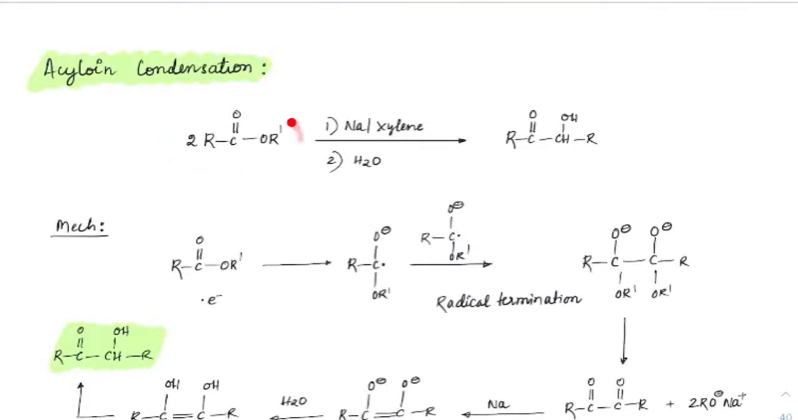How does acyloin condensation happen? It is in an alkyl group. So if we have an ester, react that with sodium. Xylene is to dissolve this ester. So in presence of xylene with sodium, you will get this alpha hydroxy ketone, right? So the product you are getting is alpha hydroxy ketones.